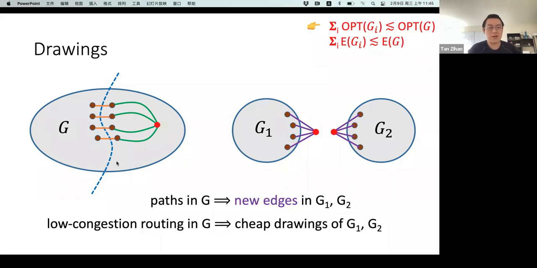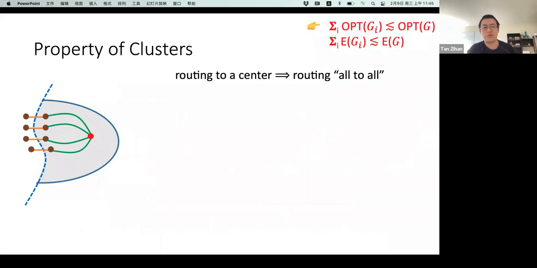For this to happen, we need to find these blue paths, and they require certain properties. Let's look at it in more detail. Look at the right part of the graph. What we require is that all these boundary edges can be routed to a vertex inside it without creating too much congestion. This is a routing-to-a-center requirement. In terms of multi-commodity flow and multi-cut, this implies routing all to all. If we can route all to a center, then we can route all to all.